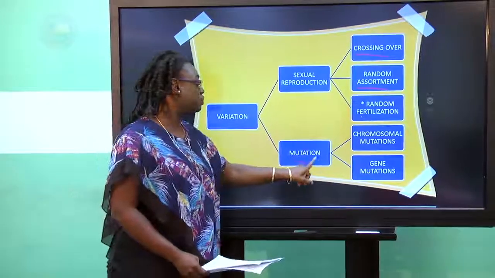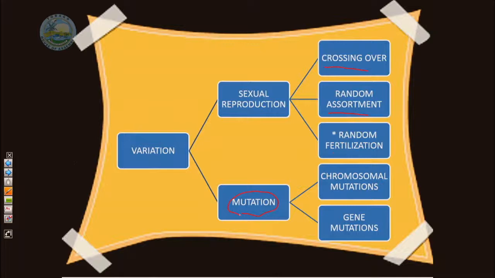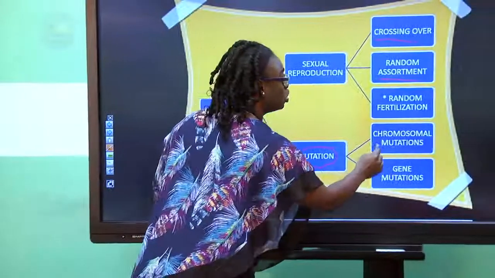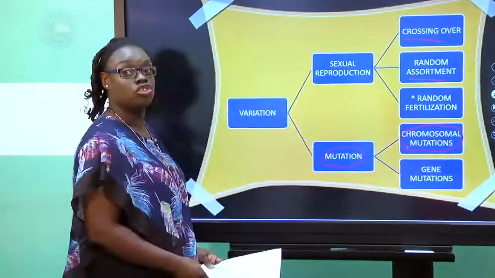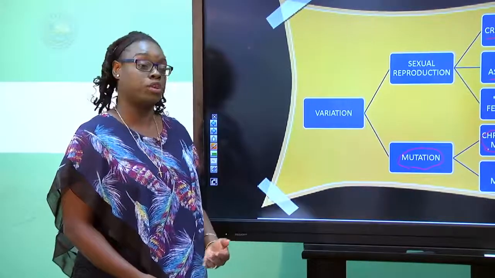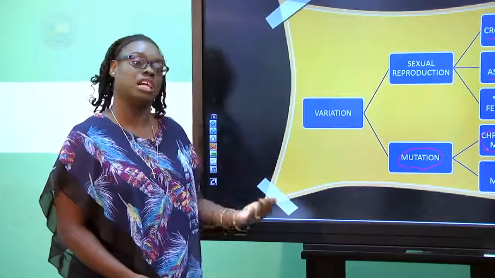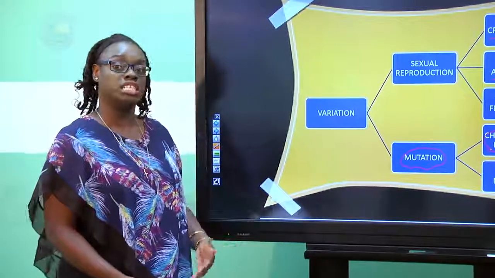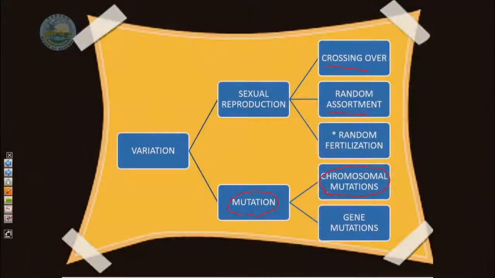Another major cause of variation is mutation. Mutations can be spontaneous, or they can be the result of exposure to radiation or some kind of chemical substance. So there are two major types of mutations. We have chromosomal mutations. These affect entire chromosomes. So sometimes you may end up with more than one chromosome in an offspring, or you may end up with one less chromosome, like in the case of Down syndrome. And we can have gene mutations, which will result in various different types of diseases at a genetic level.